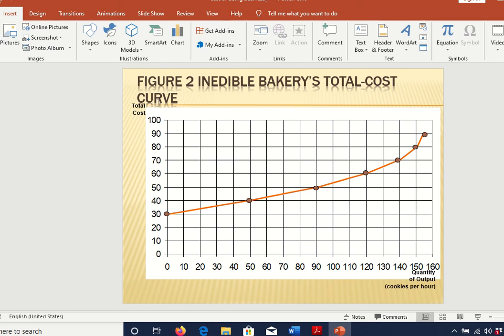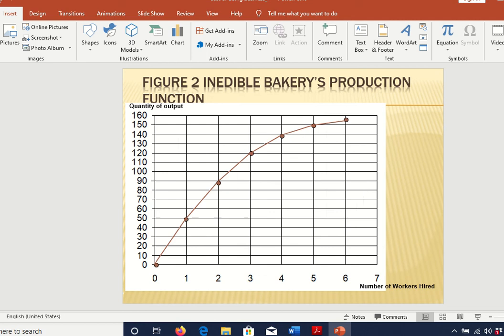With the total cost curve, the vertical distance is the total cost, whereas with the production function, it is the quantity of output.